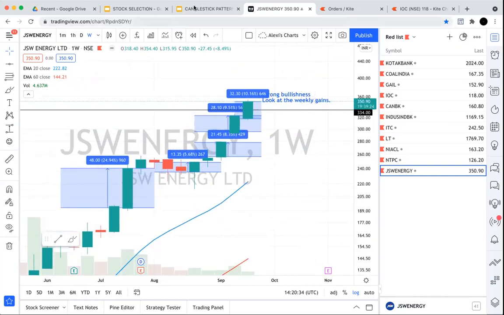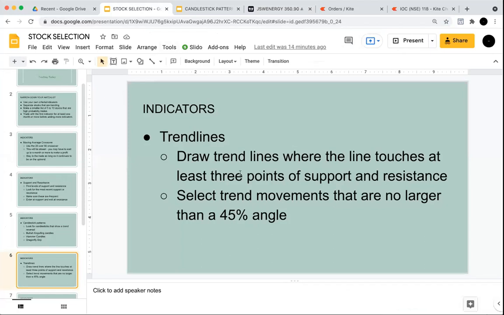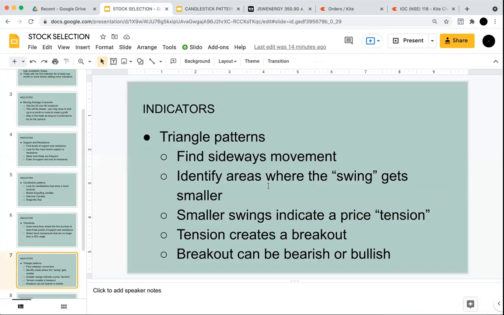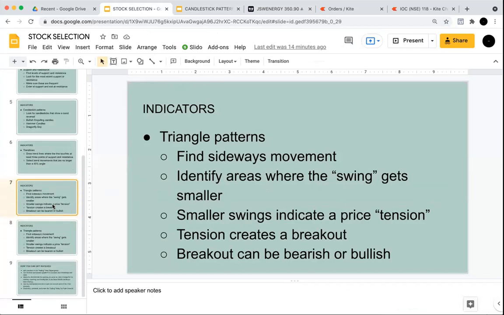Okay, let's go back to our stock selection. Trend lines was the one, and the last one is triangle patterns. I believe it's the last one. Let's see. No, there's one more after that. Triangle patterns, or is it the same? I think both are triangle patterns. It's a copy of the same.